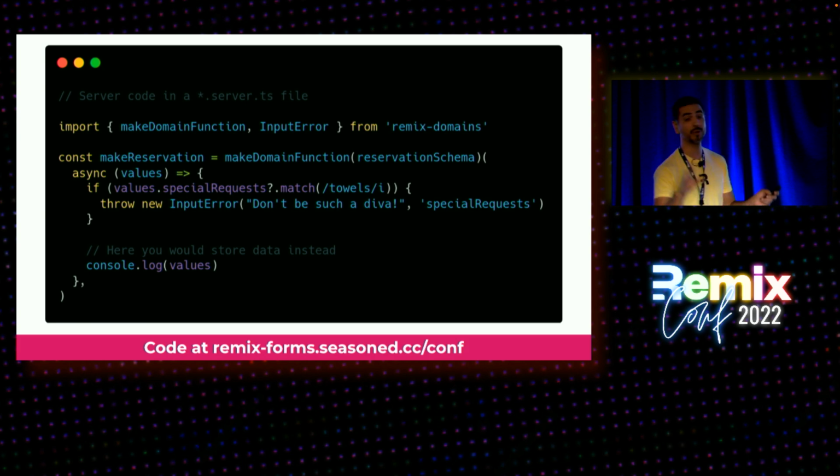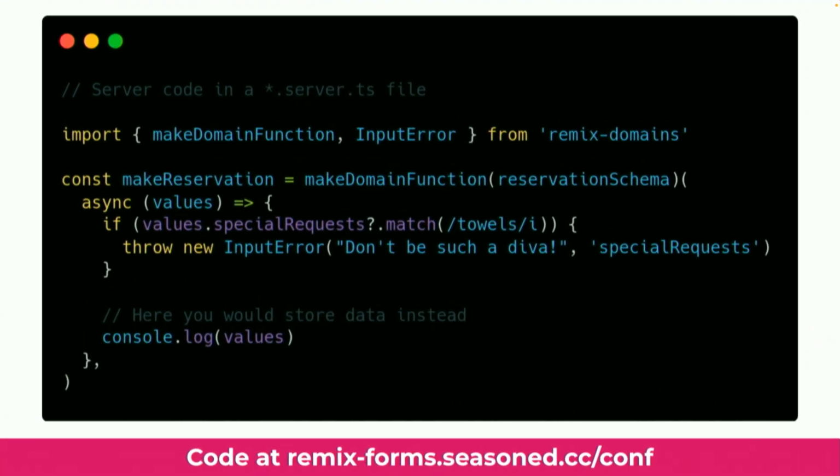Using Remix Domains, we're going to create what we call a domain function, which is basically our mutation of data. And just as a joke here, if someone asks for too many towels on the special request, we're going to throw an error. But if they don't, we're going to store the data. The contrast is not very good, but instead of console log, we would save the data in a database or something.